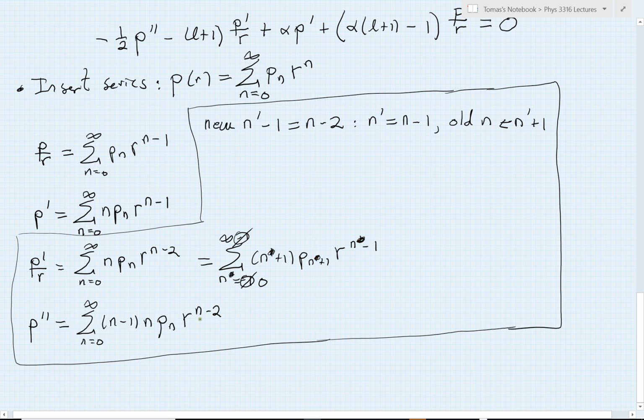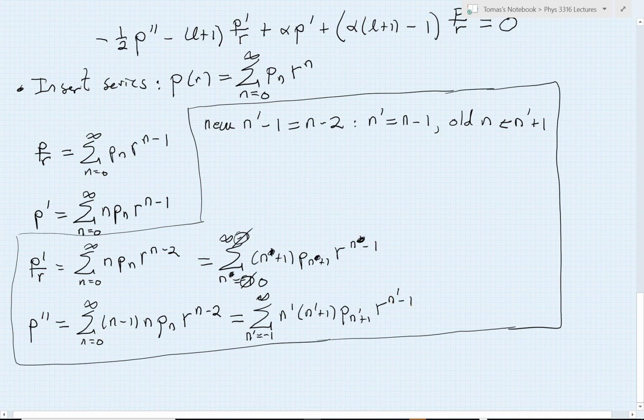The second term I can handle with precisely the same logic, so let's go through this one more quickly. This is a sum. N prime has to start from -1 just like before, and it will go up to infinity. My n now again is replaced by n prime plus 1. So the first term actually becomes just n prime plus 1. The next term becomes n prime plus 1, the next term after that is p sub n prime plus 1, and my exponent then is r to the n prime plus 1 minus 2, which is n prime minus 1.